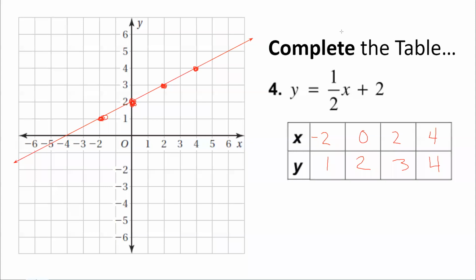And this is what your graph should have looked like. So when we filled out our y's or our outputs, we should have gotten -1, 0, 1, 2, and then I graphed it over here. So those are the 4 points that go with those 4 points over there, and then drawing a line to connect it all together.